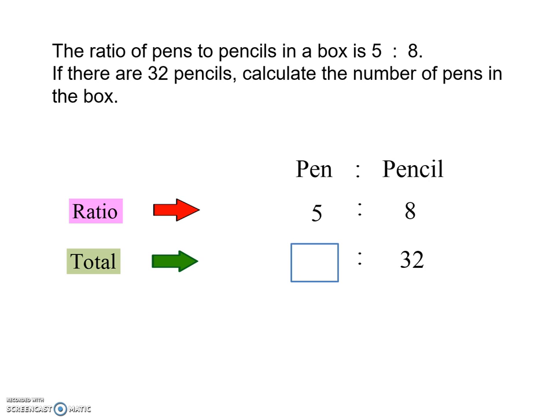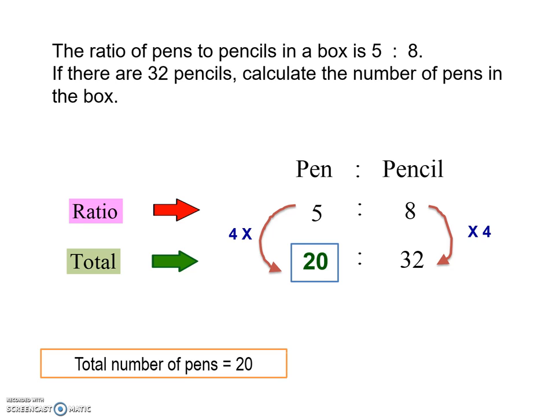So basically, students, we already have one pair here. For pencil, we have the ratio, and we have the total. Now the question is, what is the relation between 8 and 32? Correct. Basically, you have to multiply by 4. 8 multiplied by 4 will give you 32. So basically, you will be doing the same thing on the part of pen, which is 5. You multiply by 4, you have 20. So there are 20 pens.